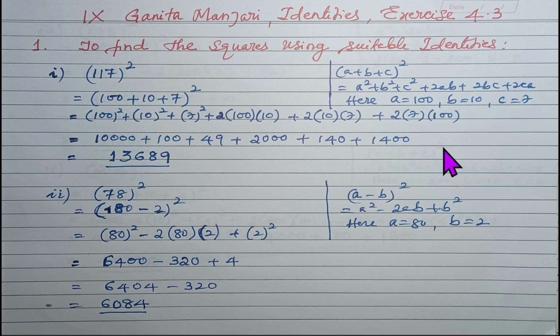Now coming to the next exercise 4.3 of Ganita Manjari, Identities chapter, of 9th standard NCERT textbook. The first question here is to find the squares using suitable identities. Again, identities we have to use. Let us see how to do it.